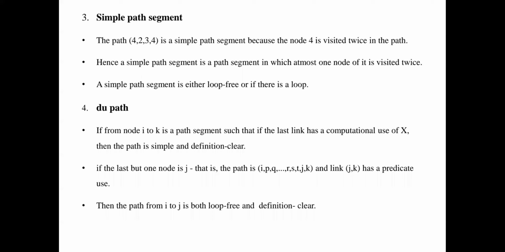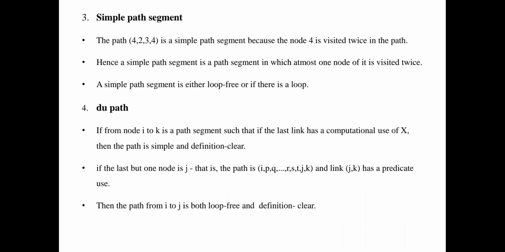See here, if the last but one node is J, and you are taking the path I to K, in between we have the nodes P, Q, R, S, T, J. From I to K, these are all nodes linked one to one, I to P, P to Q, and so on up to K. So in the last link, the link J to K, what do we have? It has a predicate use. A predicate or computational use has to be done on a particular variable. That is called the DU path. Then the path from I to J is both loop free and definition free.